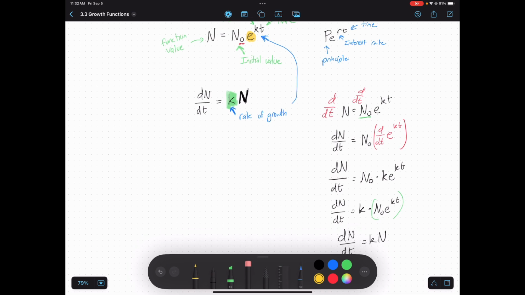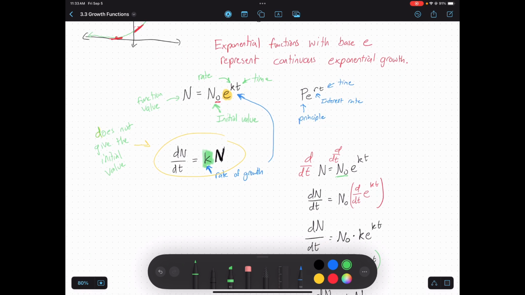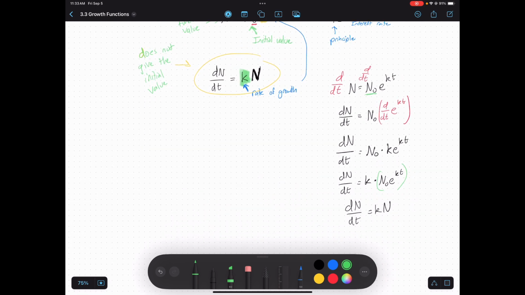I will say though, what does this not tell you about? This does not give you the initial value. And that's because this property is true regardless of where your function starts. It's always true. It doesn't matter what your initial value is. So that's really the big ideas for this section, but there is one more thing that we need to talk about.